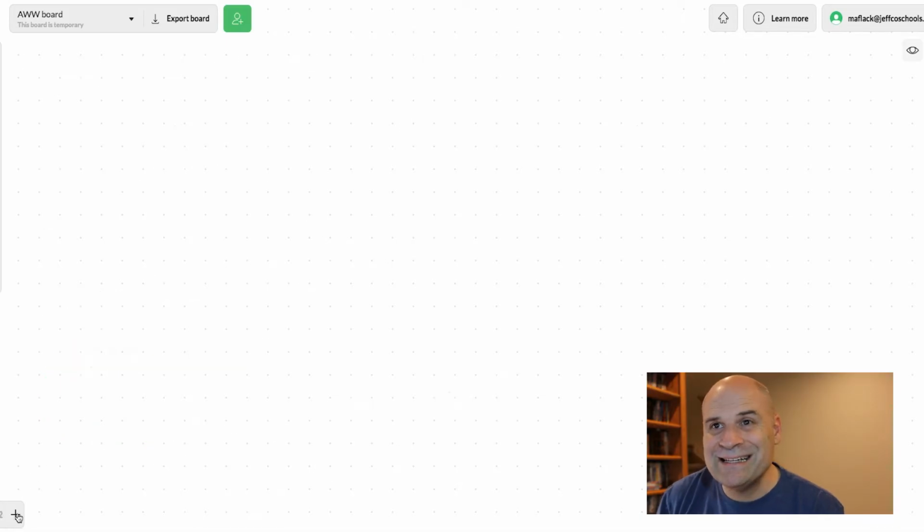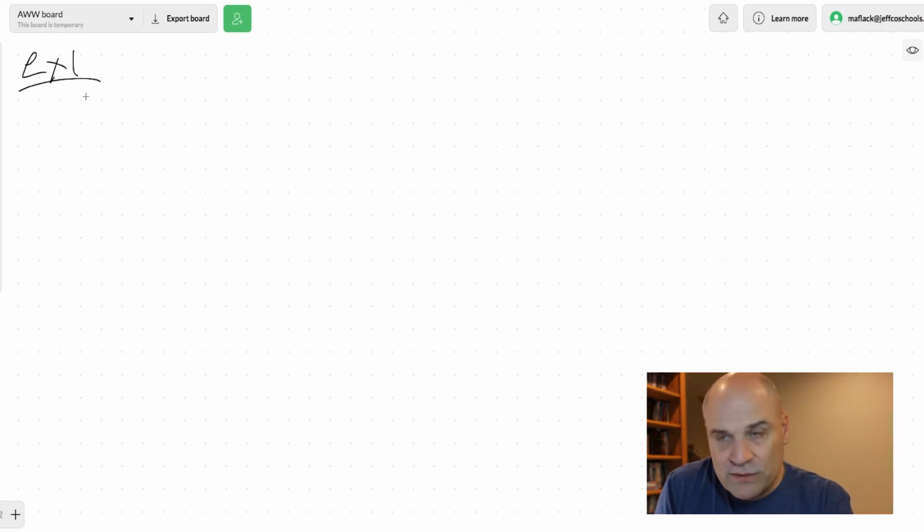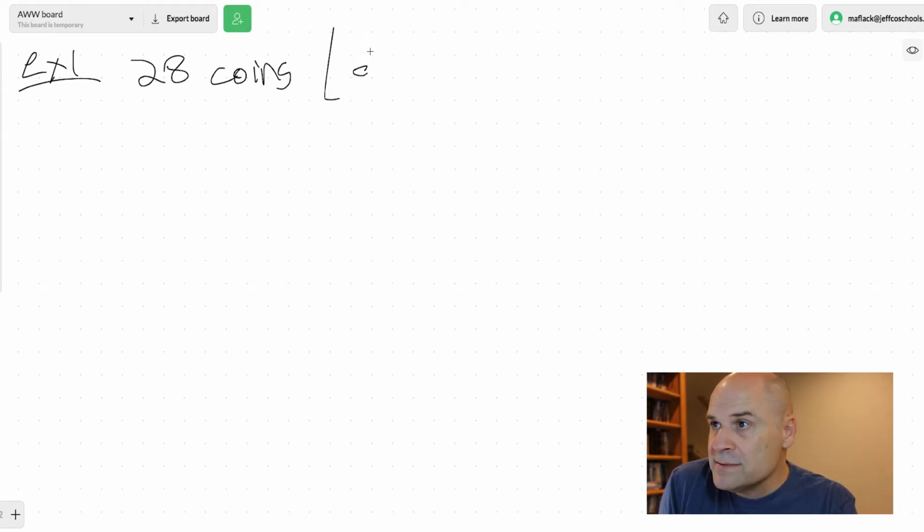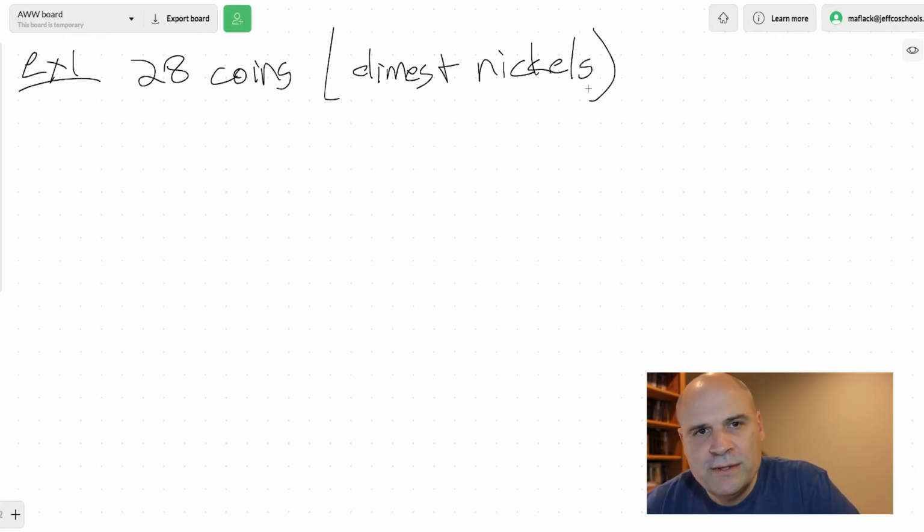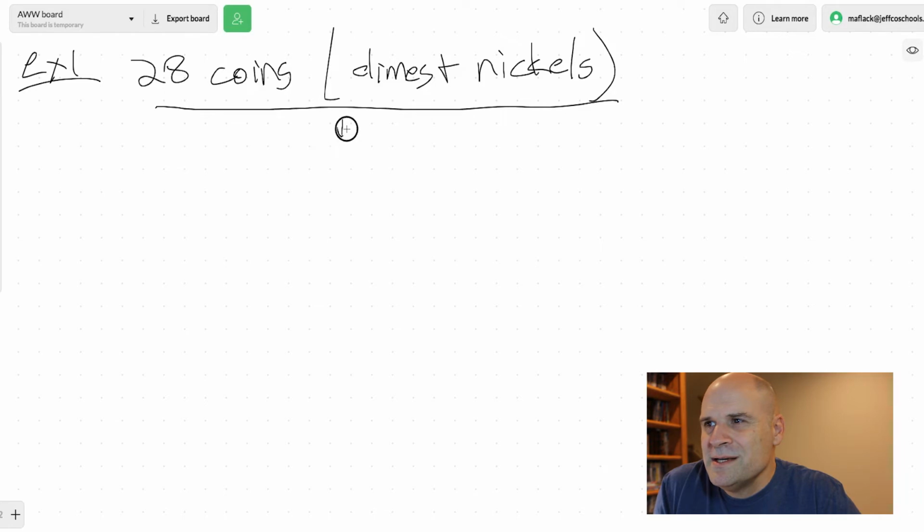So let's try an example. Example 1, here's what we got. We've got 28 coins. And what are these coins? Let's say they are dimes and nickels. So for example, we could have 27 dimes and 1 nickel, all the way down to 1 dime and 27 nickels. So there's 27 different possibilities. So how do we say this? 28 coins, dimes, and nickels. Well, we're going to say d plus n equals 28. That's our first sentence.